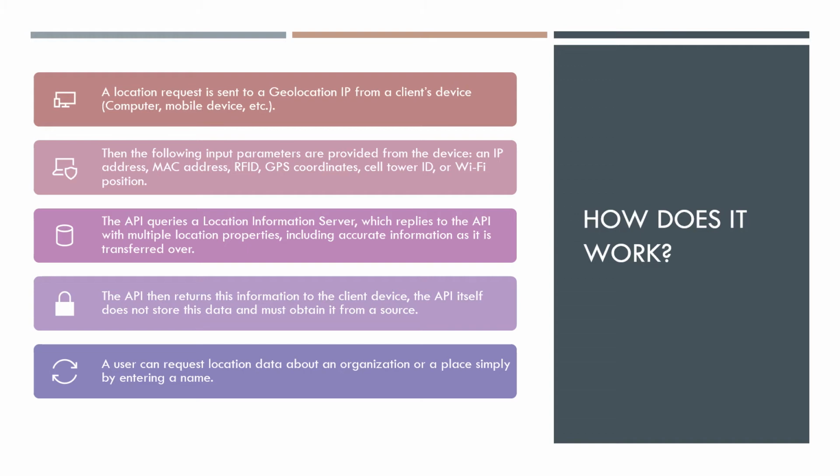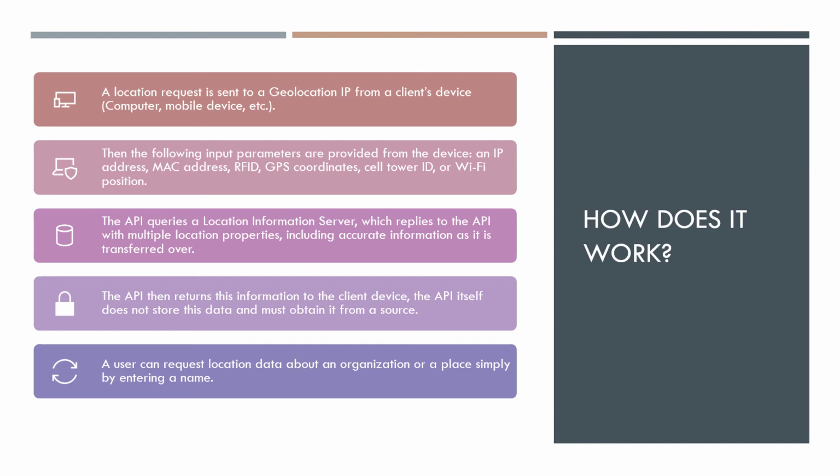Now, the important thing to realize about this API is that it does not store data. A lot of people are hesitant when they see Google would like to know your location. Well, the API itself does not store your data, and it has to obtain it from a source. So you're more likely to be safer from the API. You don't have to worry about it stealing your privacy or anything like that, because it has to obtain it from a source, which is the server.